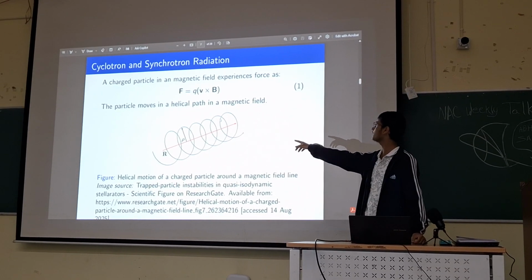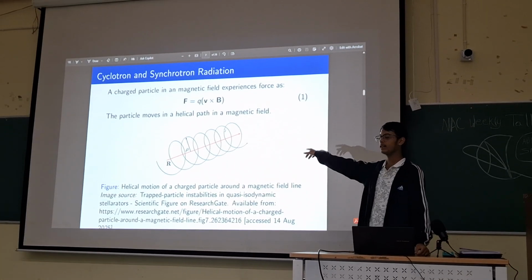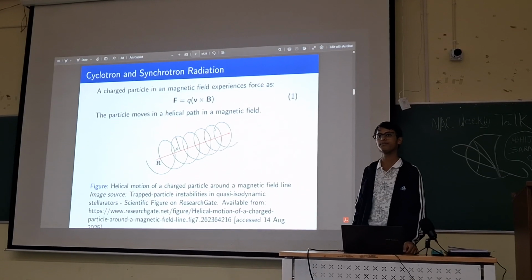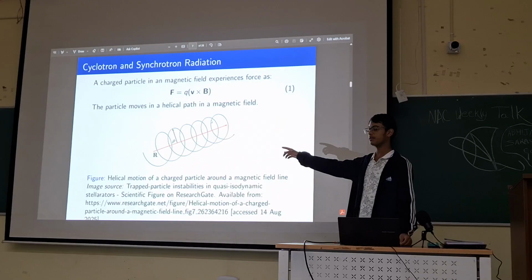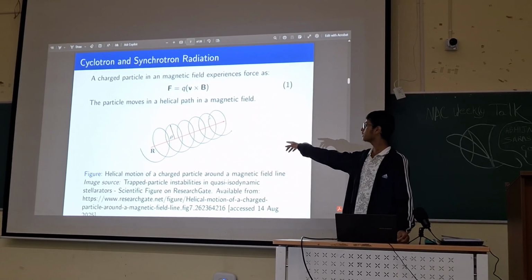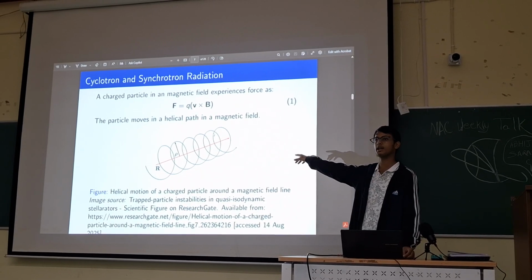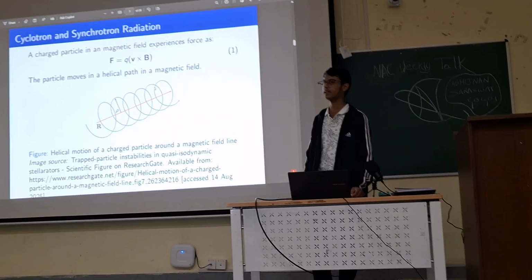Okay, so the magnetic field is pointing in the upper right direction, and the charged particle is in a linear path due to the force exerted by the magnetic field. Now you know that this charged particle is accelerated, because its direction of velocity is constantly changing as it moves in a helical path. So it's accelerating, and an accelerated charge radiates energy.